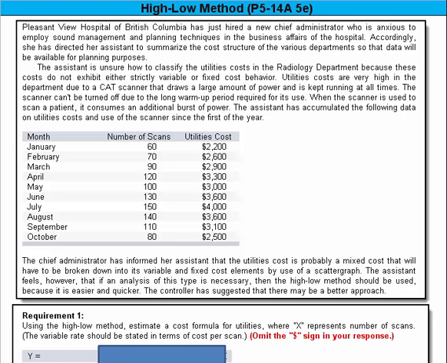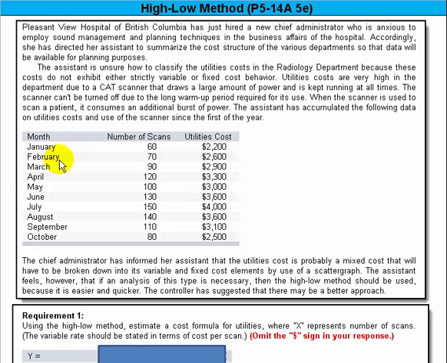available for planning purposes. The assistant is unsure how to classify the utilities cost in the radiology department because these costs do not exhibit either strictly variable or fixed cost behavior. Utilities costs are very high in the department due to a CAT scanner that draws a large amount of power and is kept running at all times. The scanner can't be turned off due to the long warm-up period required for its use. When the scanner is used to scan a patient, it consumes an additional burst of power. The assistant has accumulated the following data on utilities costs and uses of the scanner since the first of the year.